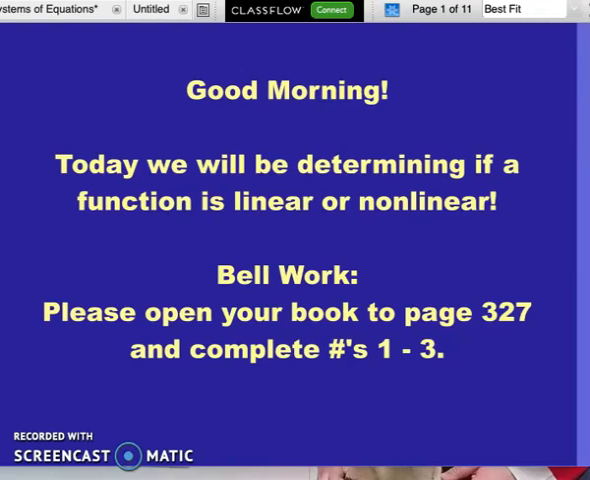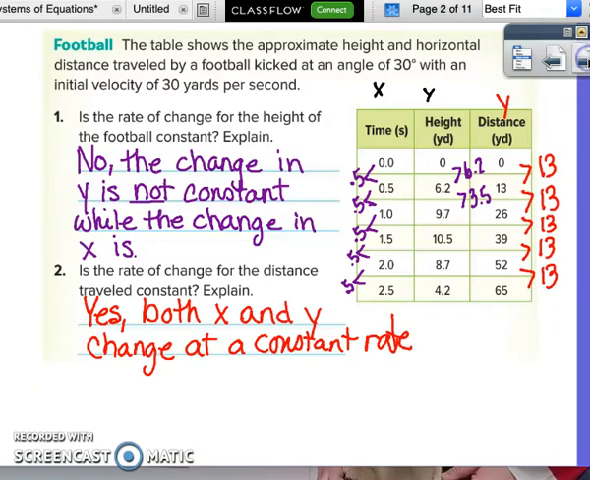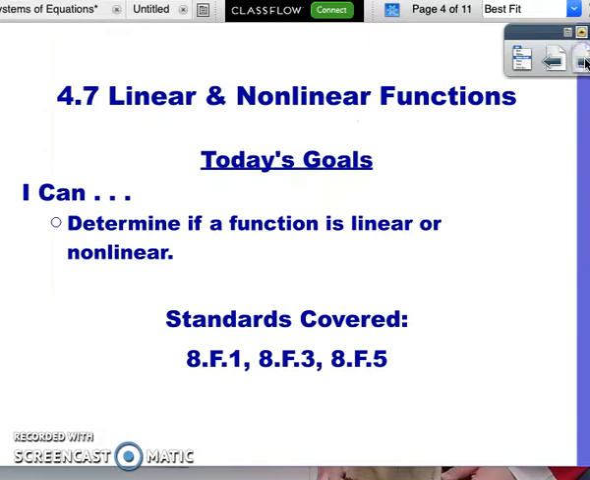Good morning, good afternoon. We are going to be talking about 4.7, linear and nonlinear functions.